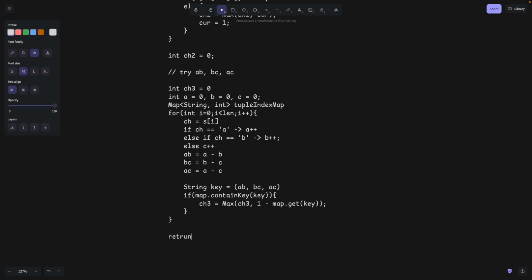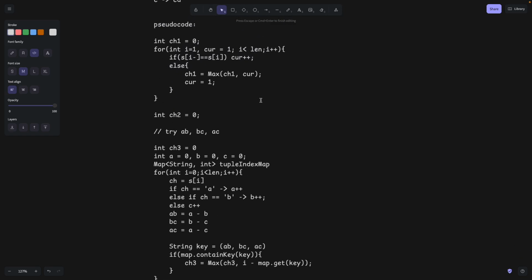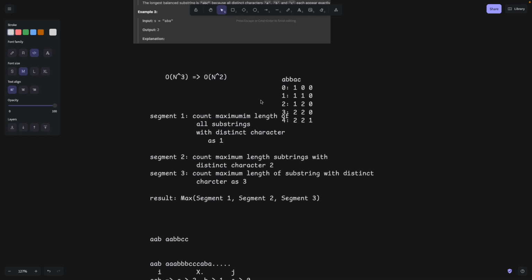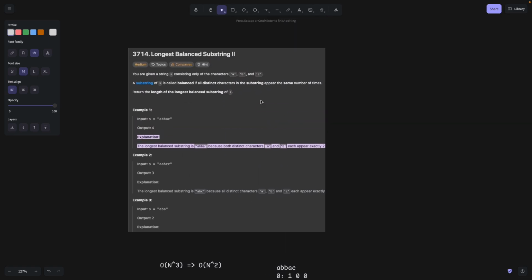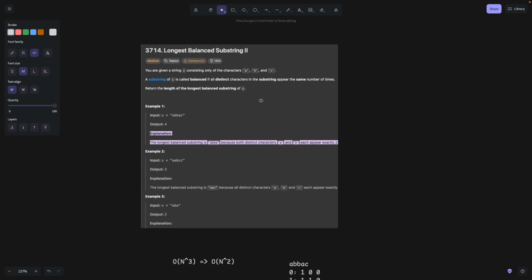And at the end we return the max of CH1, CH2, and CS3. So this is the pseudocode. I hope you can code this yourself. That will be better. And I just provided the intuition. Thank you.